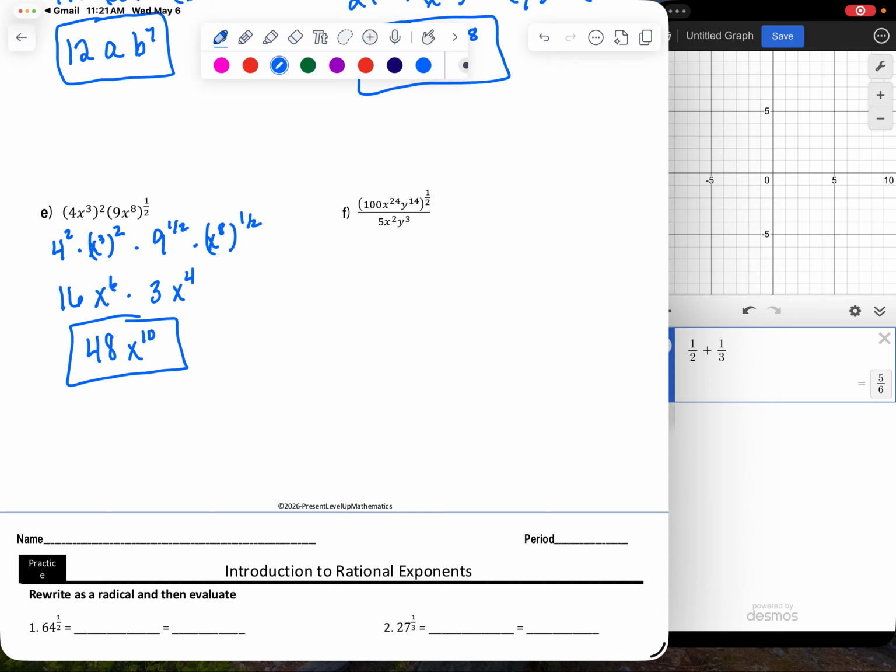All right, welcome back. Let's see how you did. Before I did anything, I raised everything to the 1/2 power in the numerator. So x to the 24 raised to the 1/2, and then y to the 14 raised to the 1/2. And then there wasn't anything to simplify in the denominator yet. All right, then I said 100 to the 1/2 power is 10, because the square root of 100 is 10. 24 times 1/2 is 12. And 14 times 1/2 is 7.